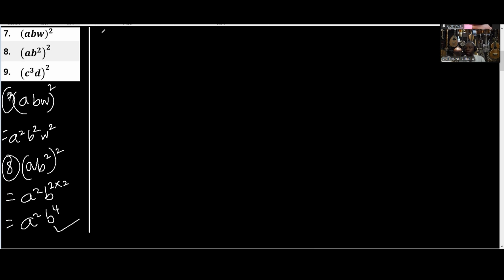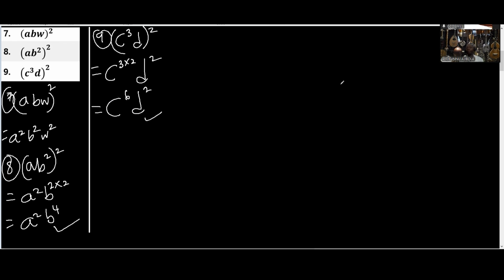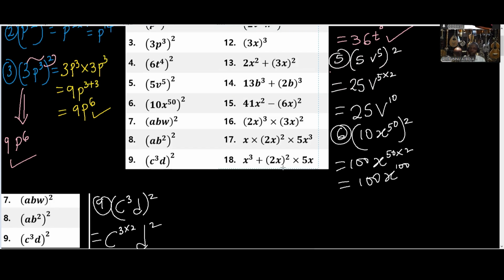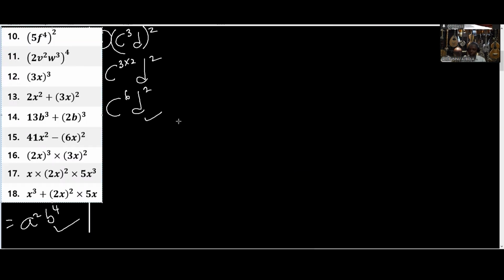Then number 9, we have (C cubed D) all raised to power 2. So this is C raised to power 3 times 2, then D squared. This will be C raised to power 6, D raised to power 2. Then let's look at the next one, number 10.